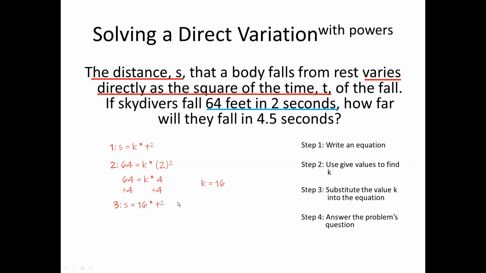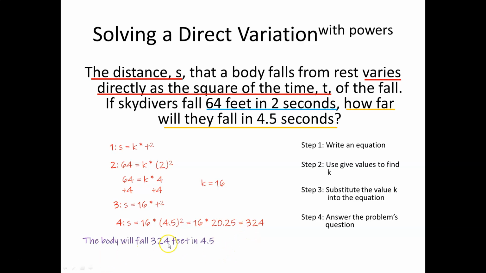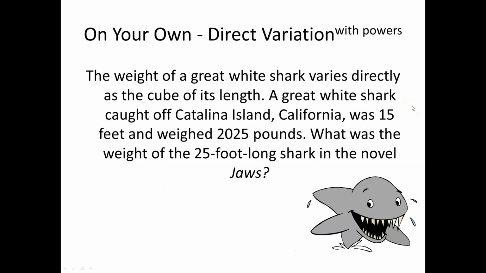And next we answer the problem's question. How far will they fall in 4.5 seconds? Plug the 4.5 in for t, do the arithmetic, and we end up with 324. Once again, 324 doesn't make a whole lot of sense until you put it in words. The body will fall 324 feet in 4.5 seconds. That's pretty fast, right?